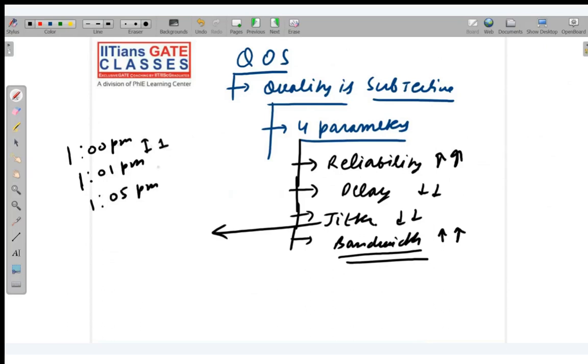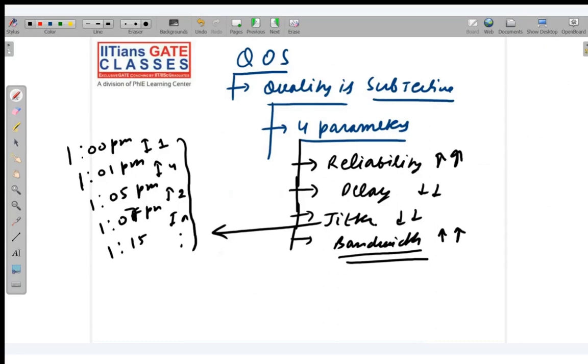Second packet after 1 minute, then the third packet is coming after 4 minutes, the next packet is coming after say 2 minutes, and the next packet is coming say after 9 minutes, like this. So there is an uneven delay in receiving the packets. That is known as jitter. So jitter should be low. Are you getting it? There should be no uneven delay. There should be a proper even delay.